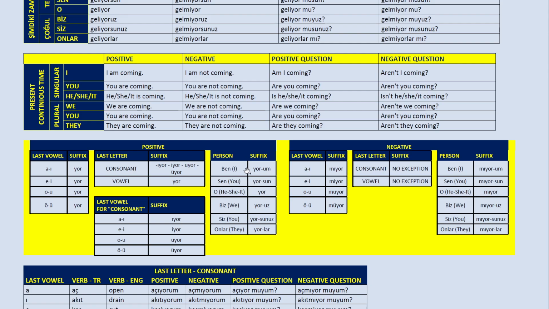And for the personal pronouns, -yorum, -yorsun, -yor, -yoruz, -yorsunuz, -yorlar. In negative using, -mıyor, -miyor, -muyor, or -müyor, according to our last vowel. And with personal pronouns, -mıyorum, yapmıyorum, for example, -mıyorsun, -mıyor, -mıyoruz, yapmıyoruz, -mıyorsunuz, -mıyorlar.